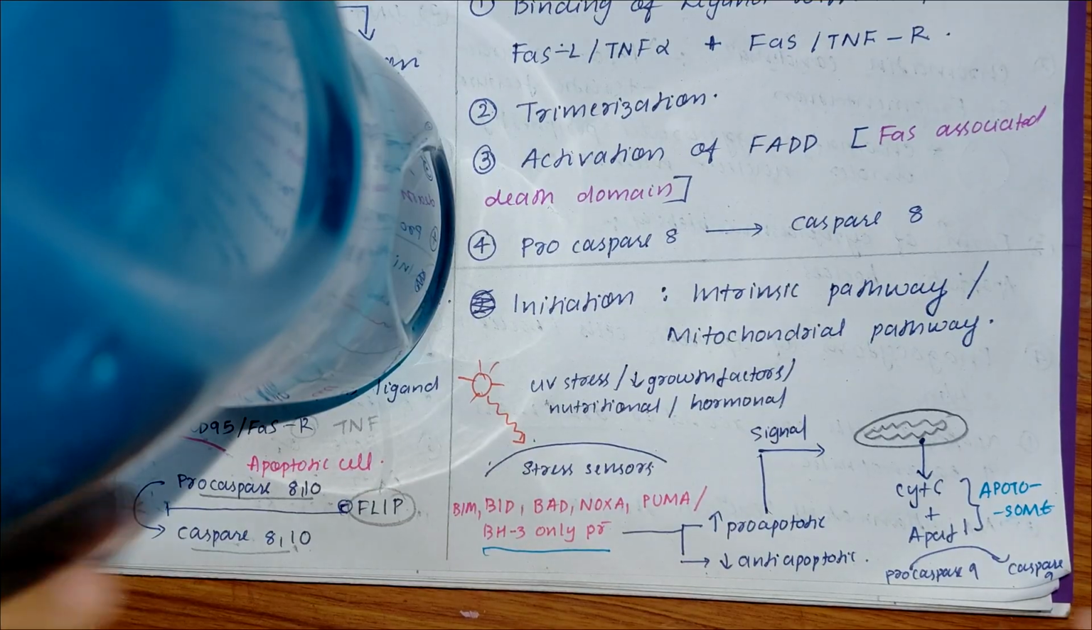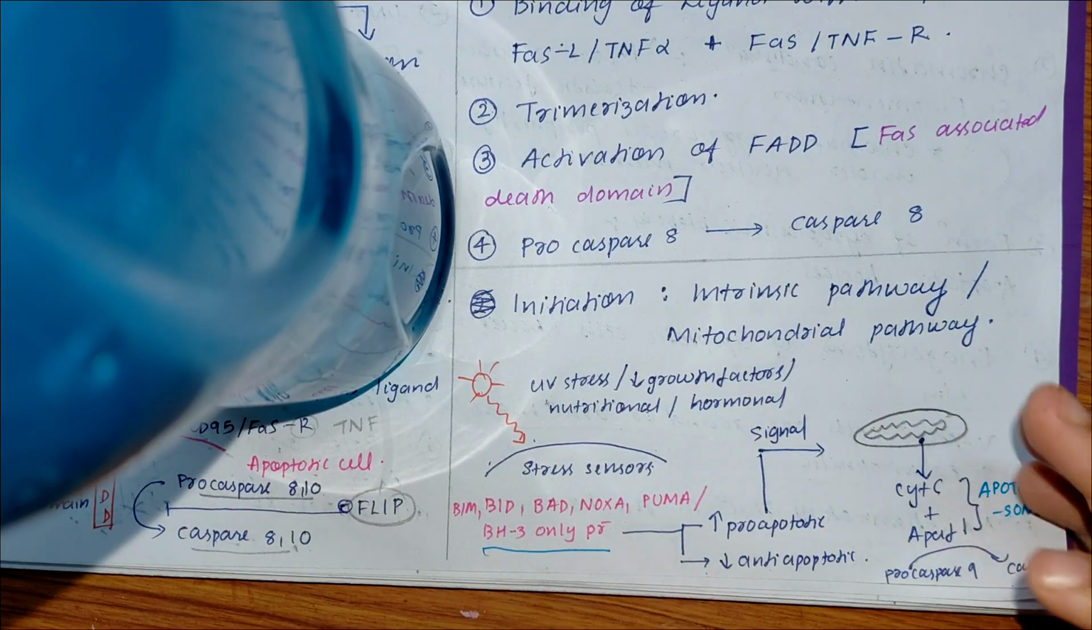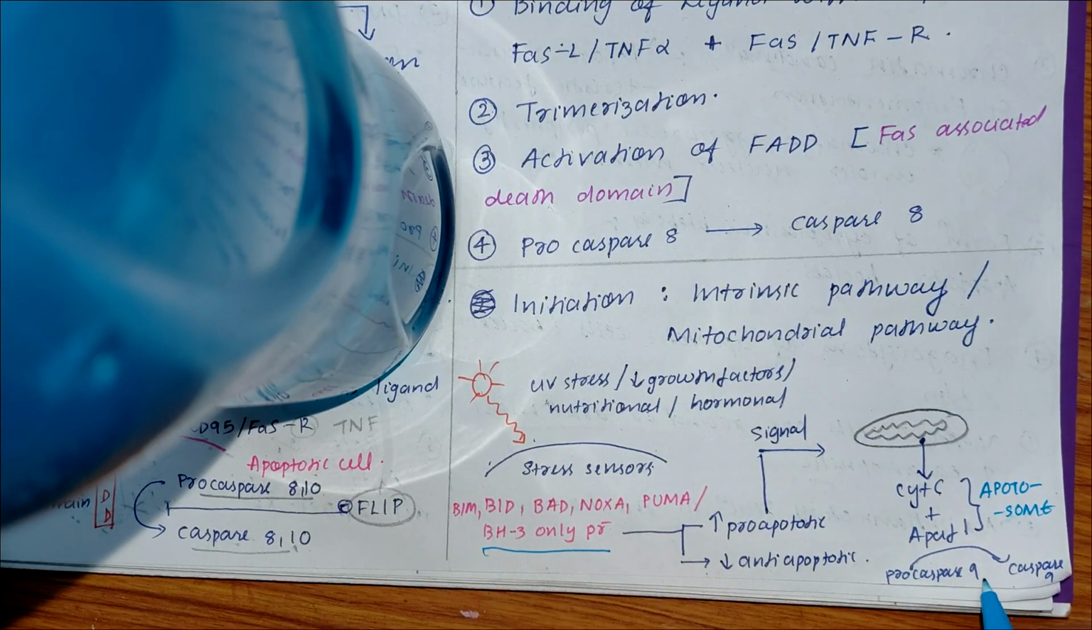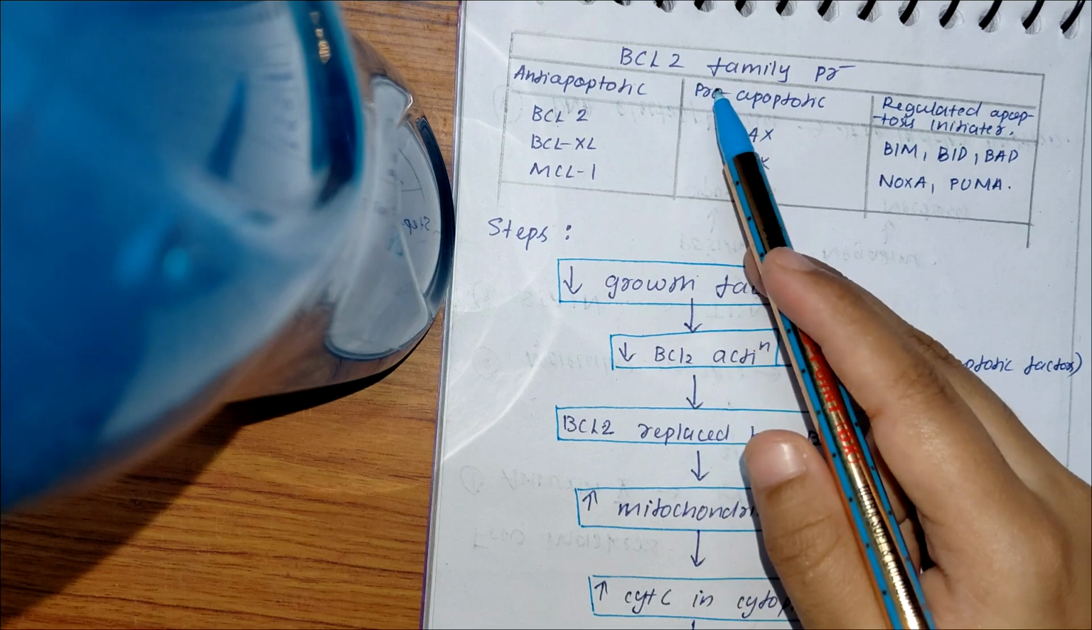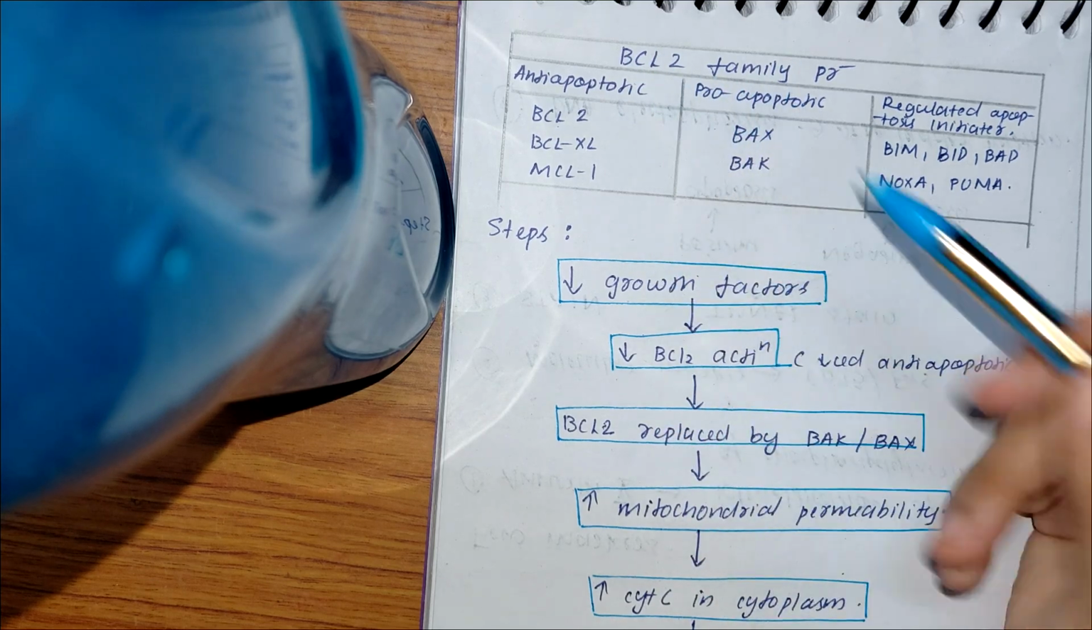Apoptosome. So what is this going to do? This is going to activate pro-caspase 9 to caspase 9. That's it. Before coming to the steps, I would like to tell you about this BCL2 family.